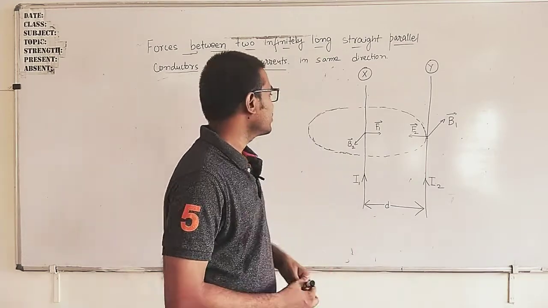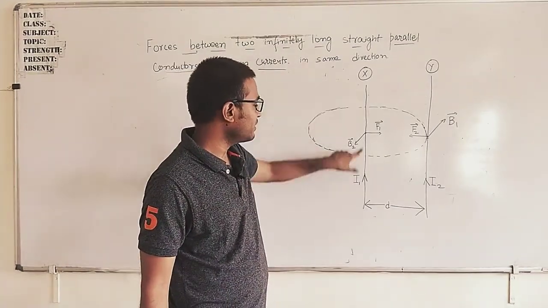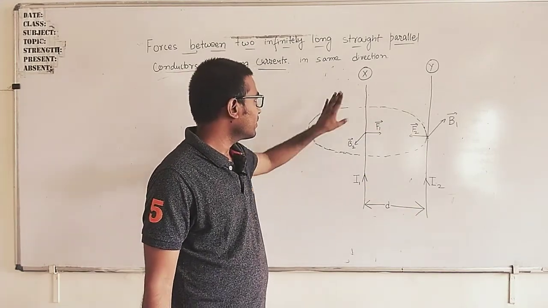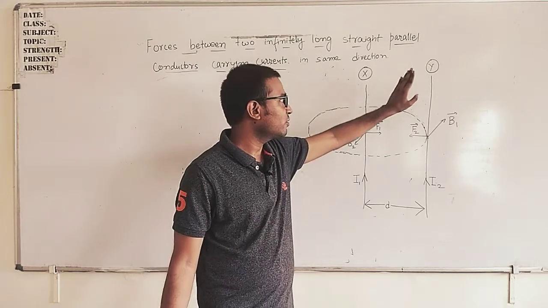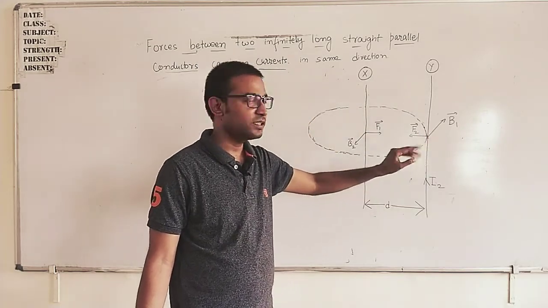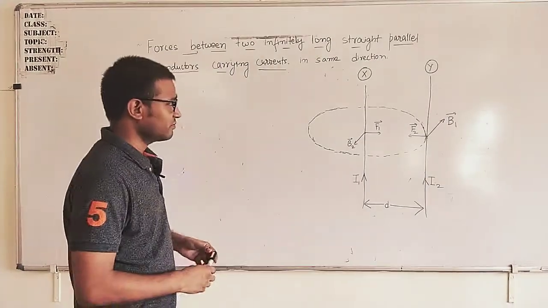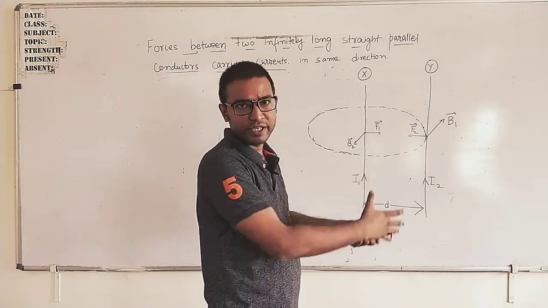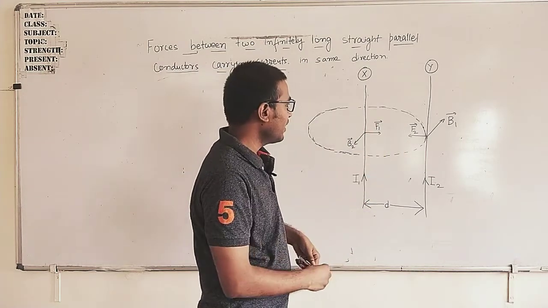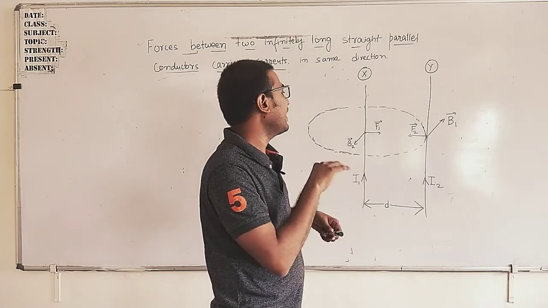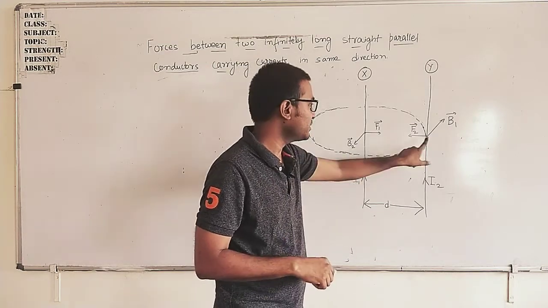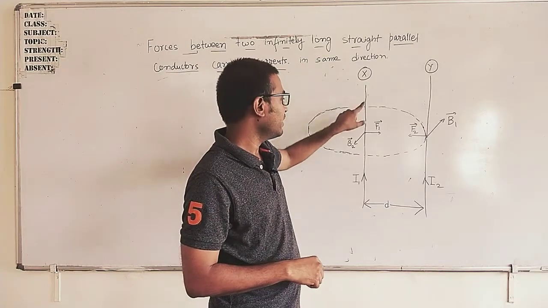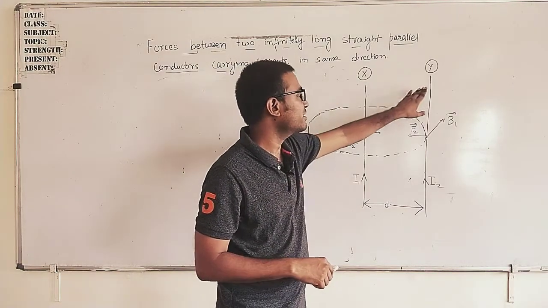So here there are two wires, one wire is X and the second wire is Y. The current through the X wire is I1 and the current through the Y wire is I2. Due to this current carrying wire, of course there will be a magnetic field in the neighborhood, and we are trying to find out the expression for the magnetic field at this point due to this current carrying wire X. So let us suppose this one is the first wire and this one is the second wire.